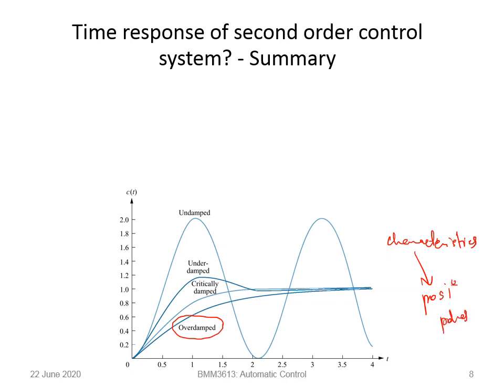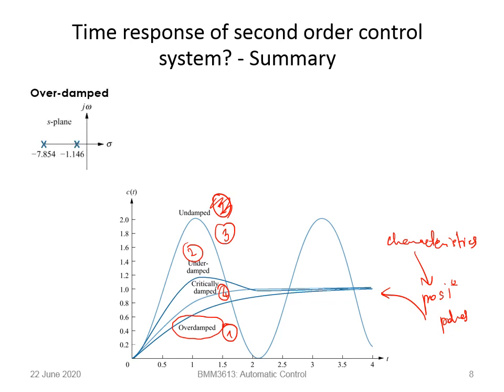So different positions of the poles will give different time responses. The first one that we have seen is the overdamped system, and then we have seen the underdamped system. After that, we have seen the undamped, and then finally we've seen the critically damped, right? So let's look at the summary.